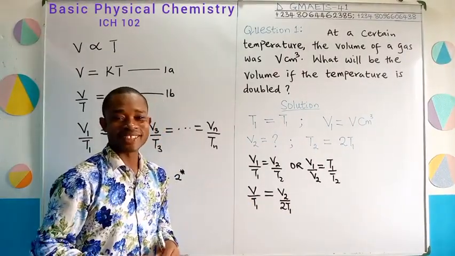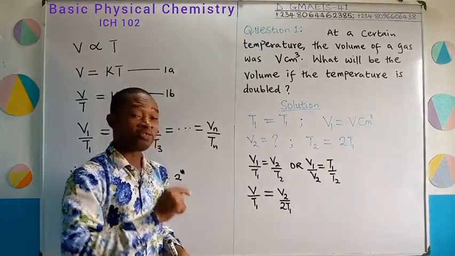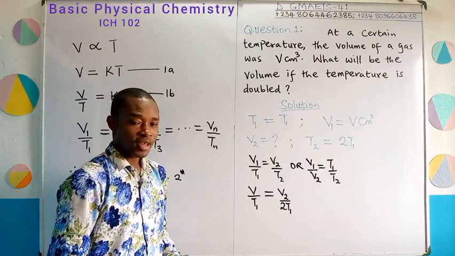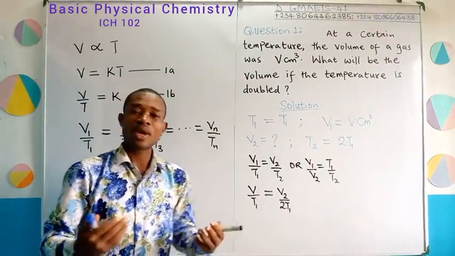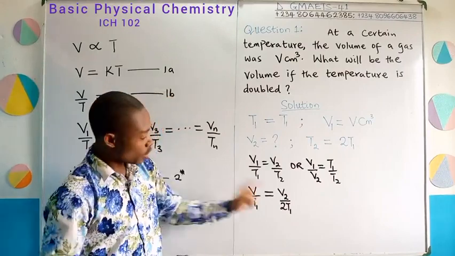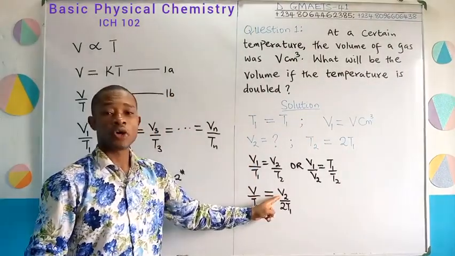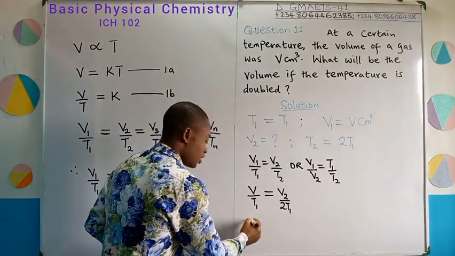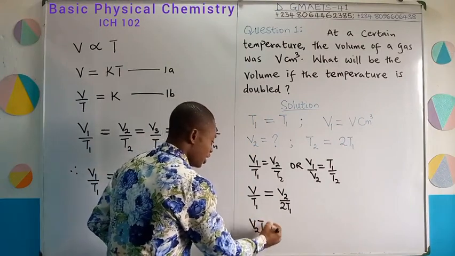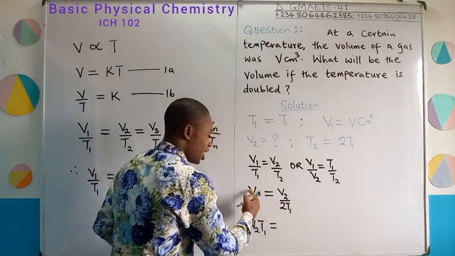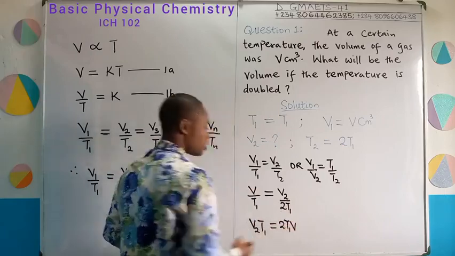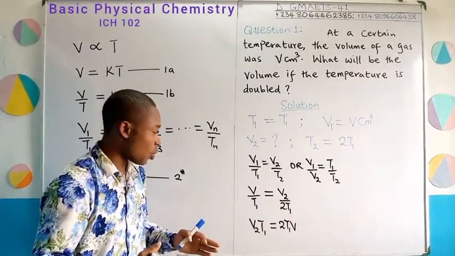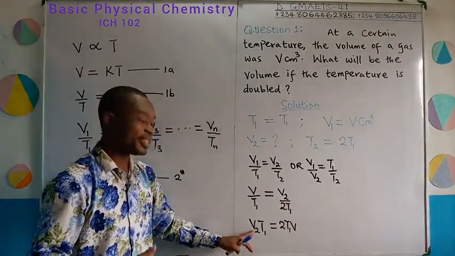But I wouldn't want to do that. I would like to make what we are looking for subject of the formula first, and we are looking for V2. Since we are looking for V2, how do I make V2 subject of the formula? V2 is in fraction form, and simple equation tells us to cross multiply. So we are going to do that. This is going to be V2 times T1, equal to 2T1 times V. Remember, I have done my cross multiplication here. I am looking for the value of V2. That is the unknown.